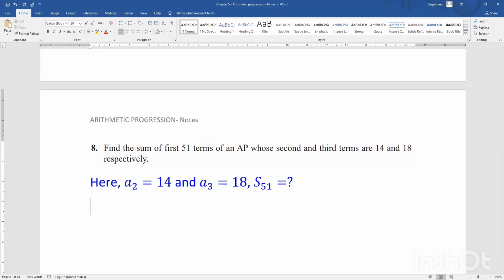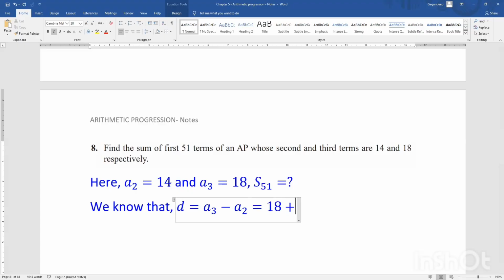Okay. Then also we know that D is equal to third term minus second term, because already they are given third and second term. So D is equal to A3 minus A2, that is third term minus second term, which is nothing but 18 minus 14, which will give you 4. So D is equal to 4, right?